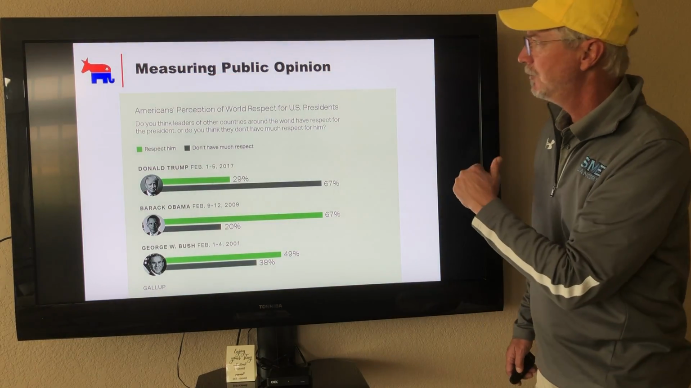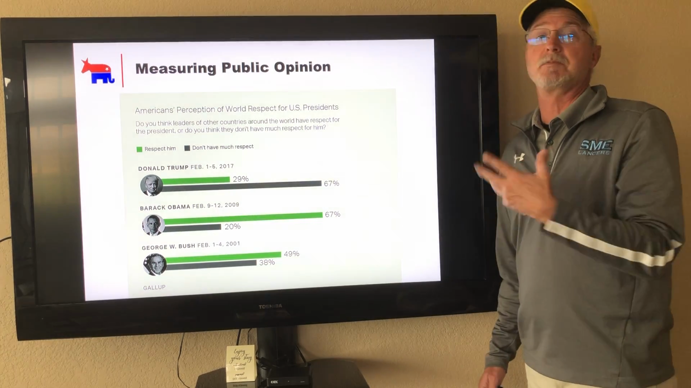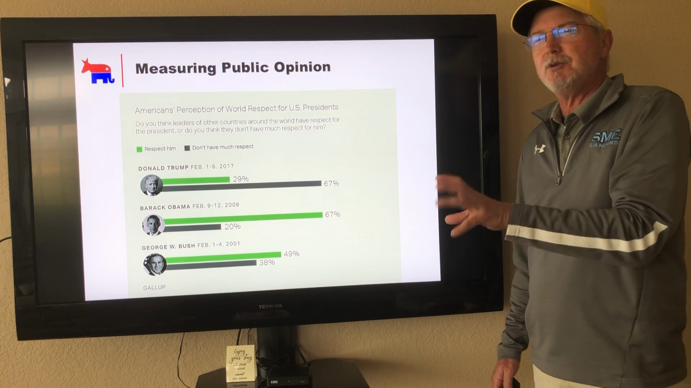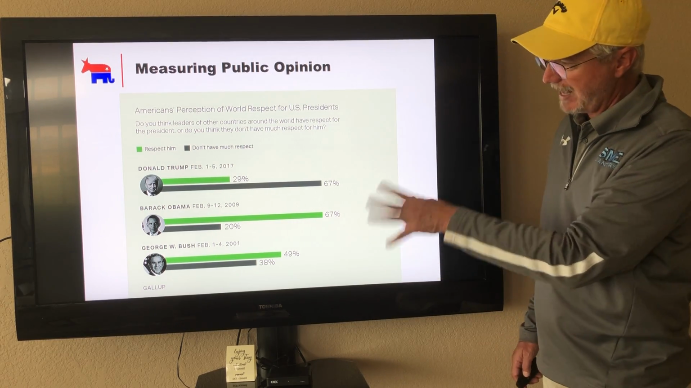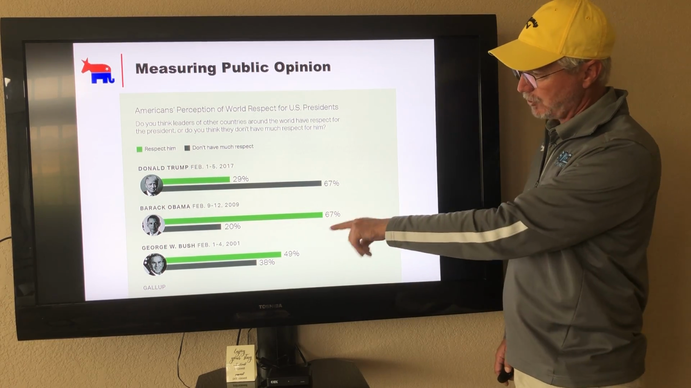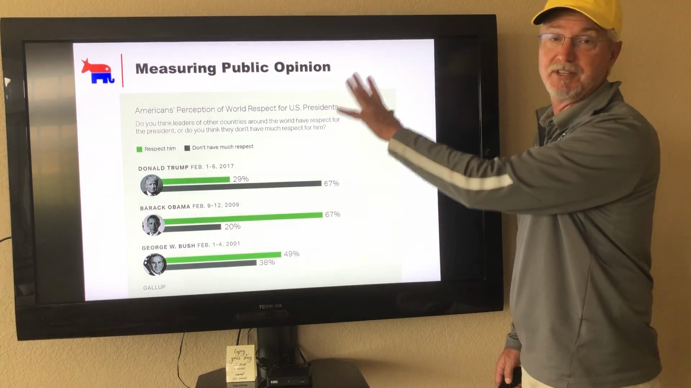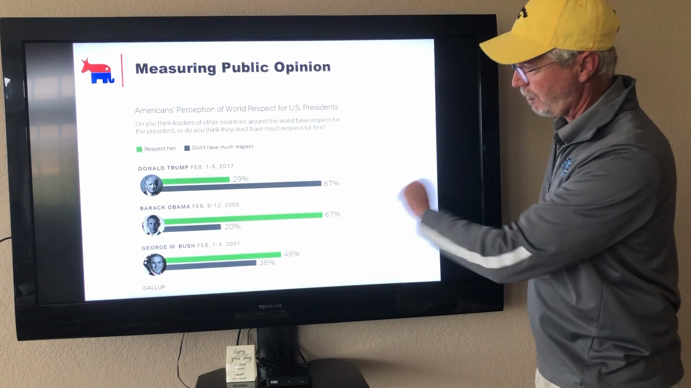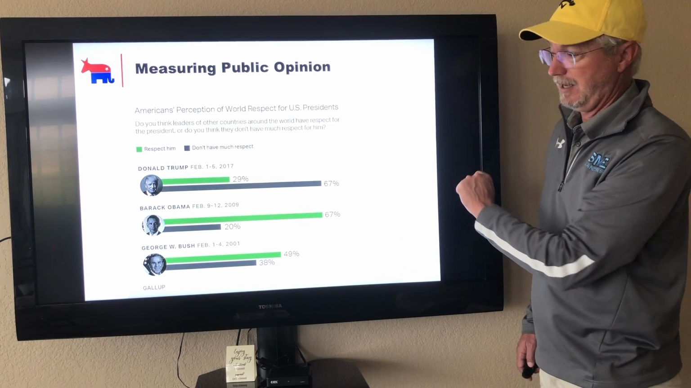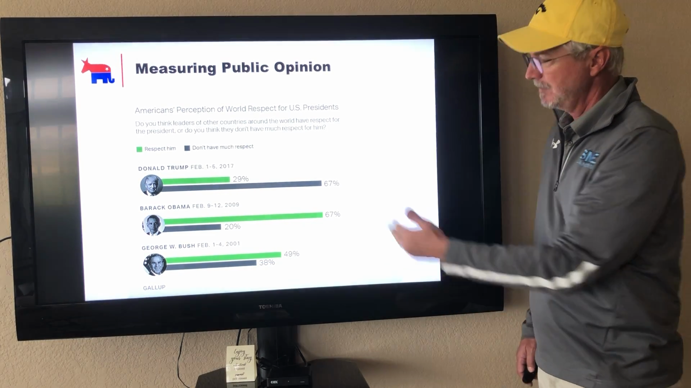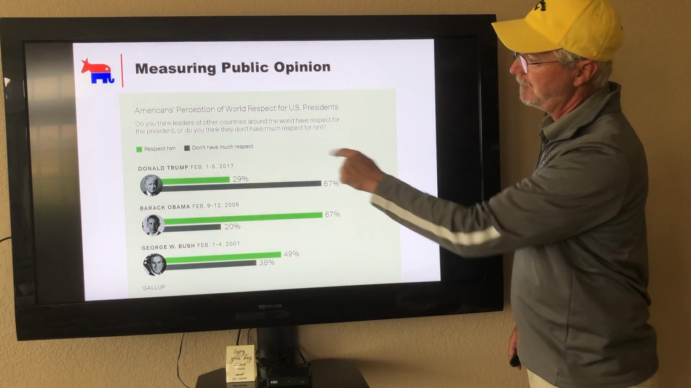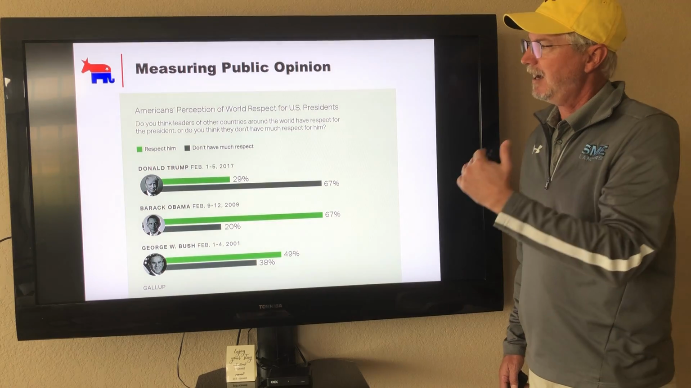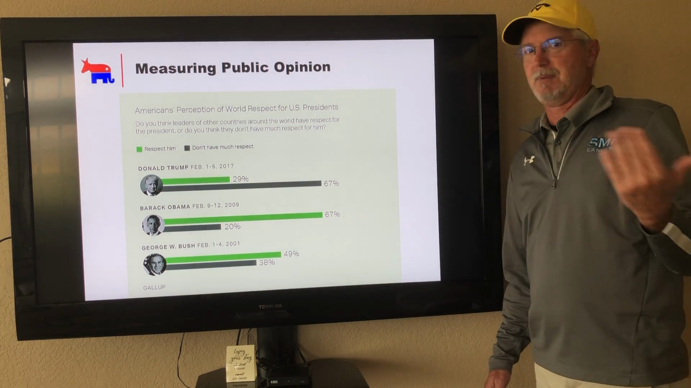Another example here would be Americans' perception of world respect. So this poll was done asking Americans, how do you think other countries see us? And the last three presidents are the ones we're going to look at. George W. Bush in 2001, and all of these, by the way, were at the beginning of their presidency. George W. Bush, 49%, thought that the world said that, yeah, we're respected. Obama, it was 67%, but with President Trump, it's only 29%. With 67% of Americans thinking that the world does not respect us very much.